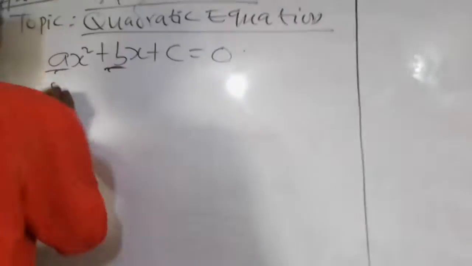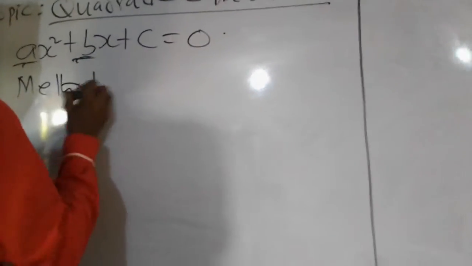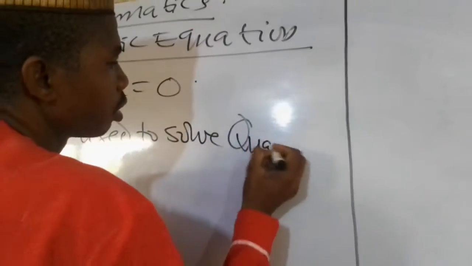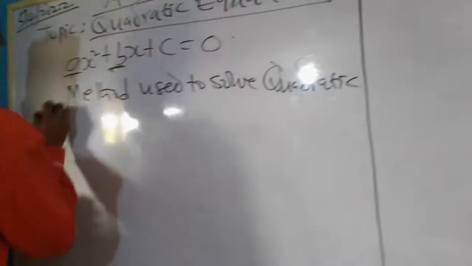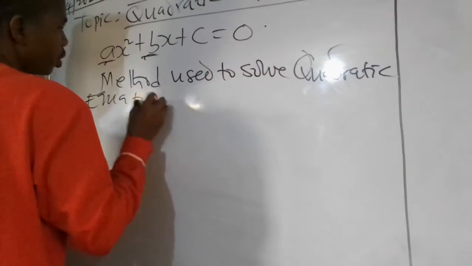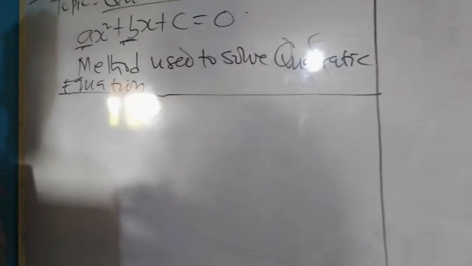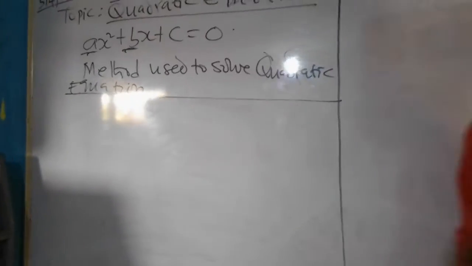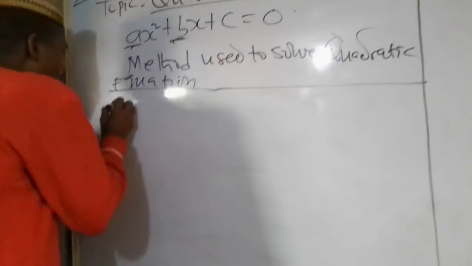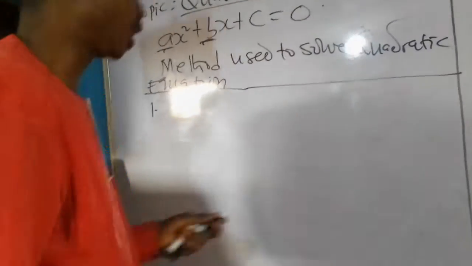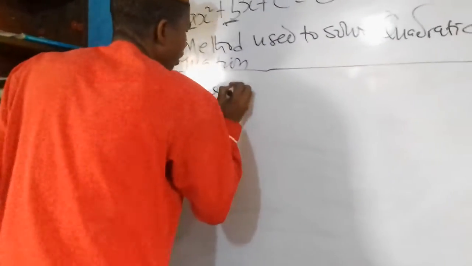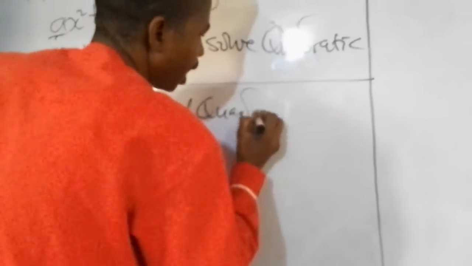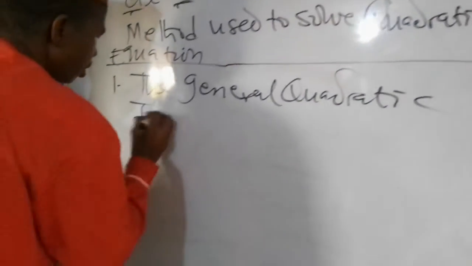Then we have methods used to solve a quadratic equation. We have 4 methods to solve a quadratic equation, isn't it? The first method is called what? It is called the general quadratic formula.